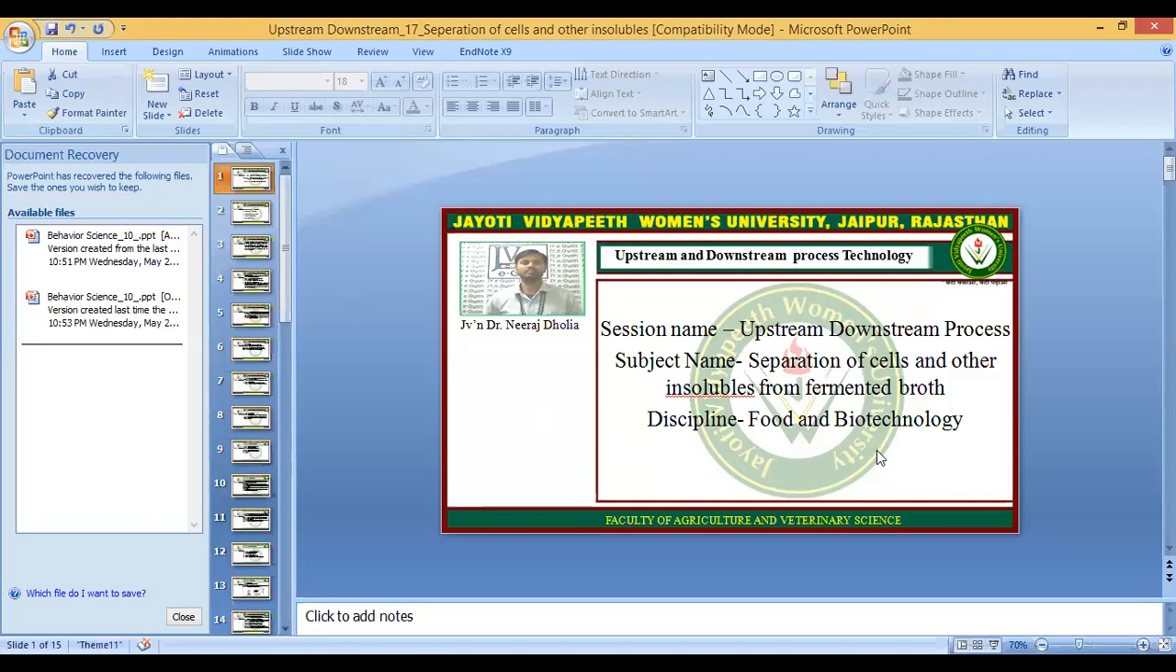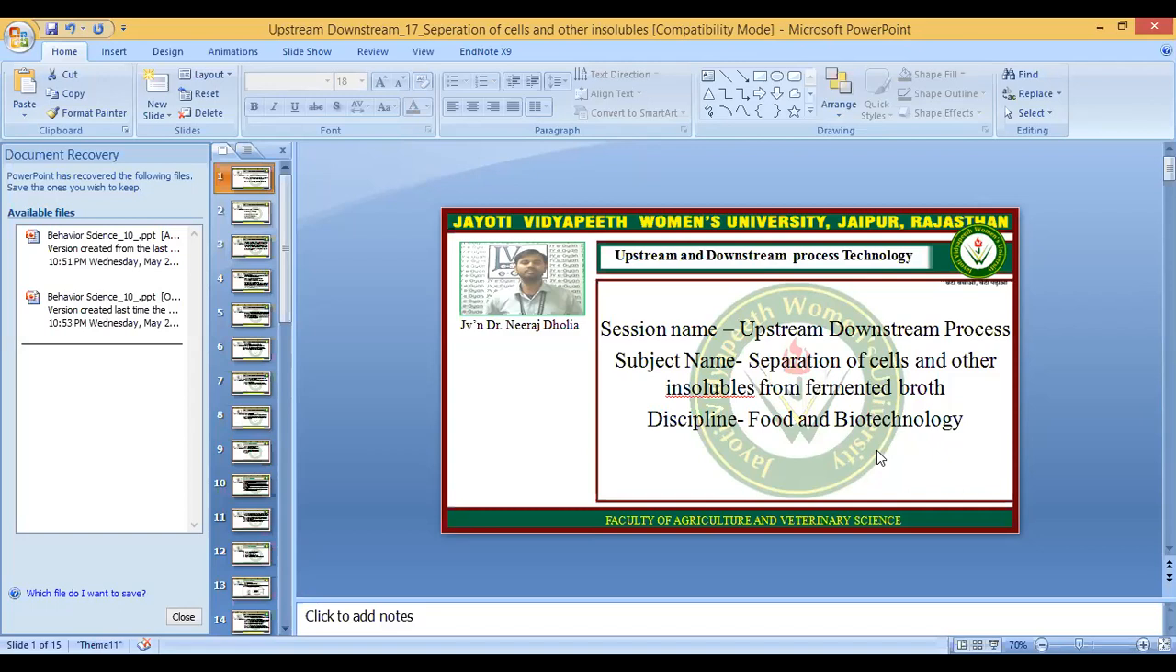So bioseparation is the process of the separation of bioproducts, biological products. Okay, so that is the same thing we will discuss here: the separation of cells and the other insolubles from the fermented broth. Fermented broth means the media where you are growing the microbes or microbial cells or the animal or plant cells for the production of a specific product.